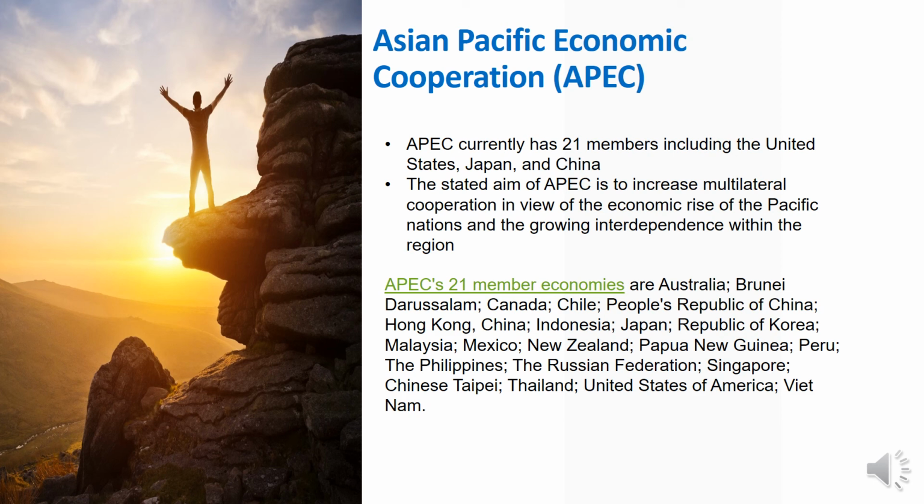Asia-Pacific Economic Cooperation, or what we call APEC. APEC currently has 21 members, including the United States, Japan, and China. The stated aim of APEC is to increase multilateral cooperation in view of the economic rise of the Pacific nations and the growing interdependence of the regions. APEC's 21 member economies are Australia, Brunei Darussalam, Canada, Chile, People's Republic of China, Hong Kong, China, Indonesia, Japan, Republic of Korea, Malaysia, Mexico, New Zealand, Papua New Guinea, Peru, the Philippines, the Russian Federation, Singapore, Chinese Taipei, Thailand, United States of America, and Vietnam.